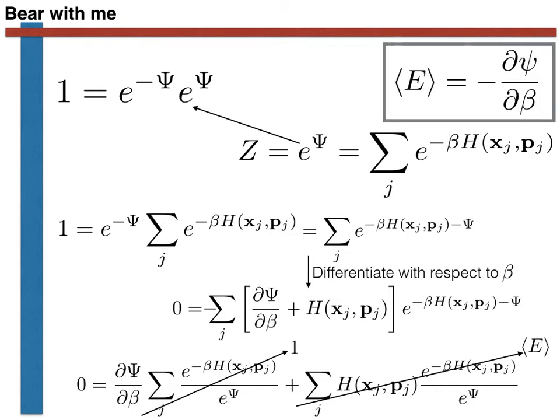The ensemble average for the internal energy can be calculated by taking minus the derivative of psi, the logarithm of the partition function, with respect to beta. This is a nice result, but we can get to something even nicer and even more physically profound by taking these ideas a little further.